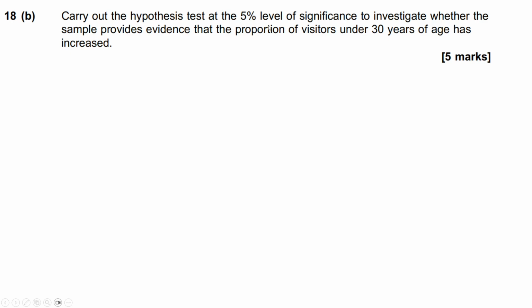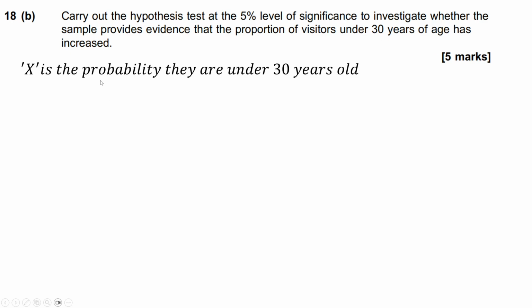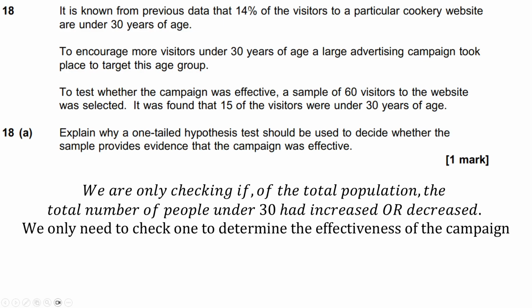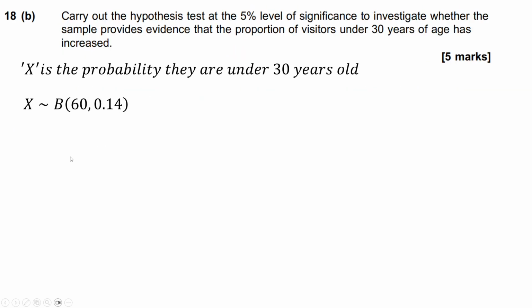Carry out the hypothesis test at the 5% significance level to show that the number of people under the age of 30 has increased. If we say that X is the number of people under 30 years old, we can say that X is distributed binomially, with 60, which is the sample size, and the probability with which they are under 30, which we said was 14% last time, so that's 0.14. The null hypothesis is that p is 0.14, and the alternative hypothesis is that it's increased, so p is greater than 0.14.